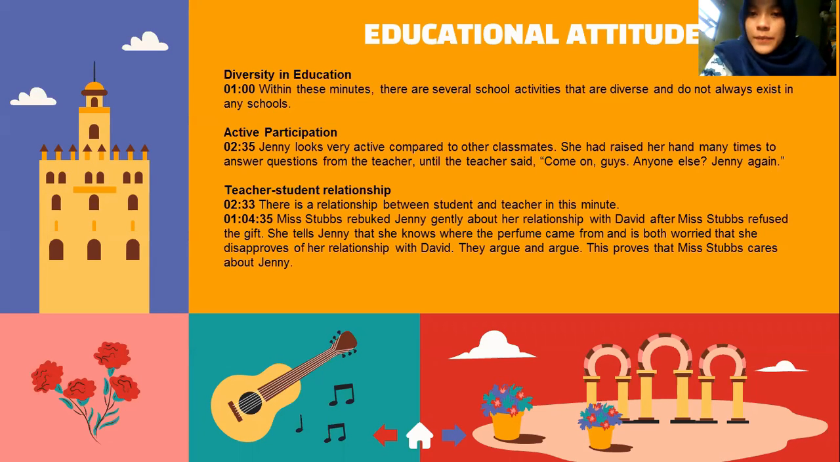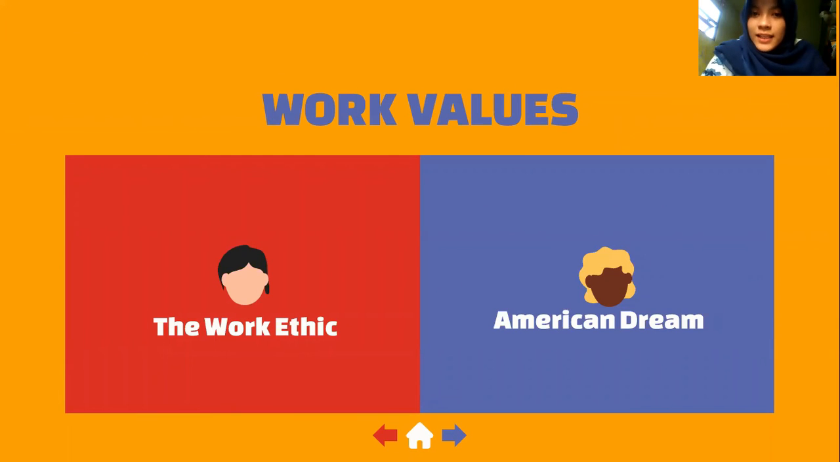And then teacher-student relationship. There are many scenes of teacher-student relationship in this film, especially Miss Tubbs and Jenny. And then work values, the work ethic, work with quality, with goodness. Miss Tubbs here is a good teacher. She is very friendly and humble to her students. She is an open-minded person so that students are free to tell her about their love life. And then the American dream is equality of opportunity that allows anyone to be successful.